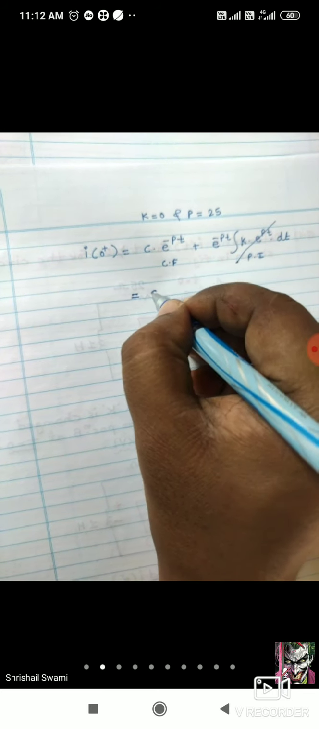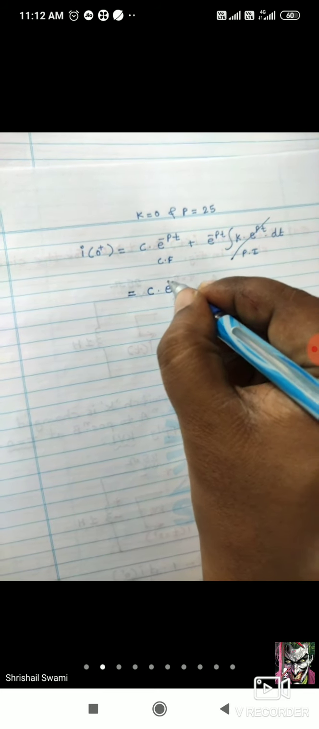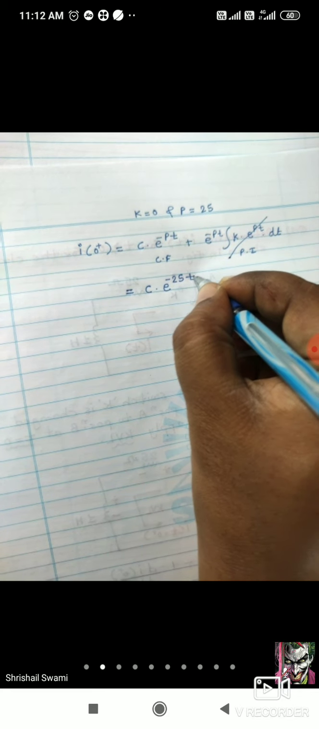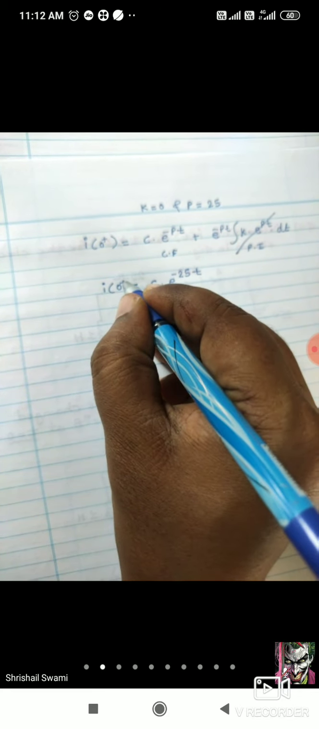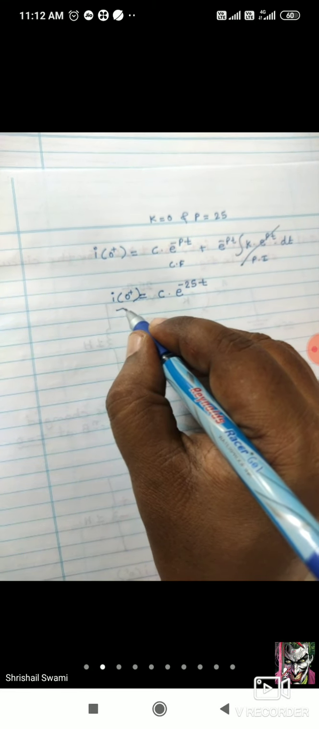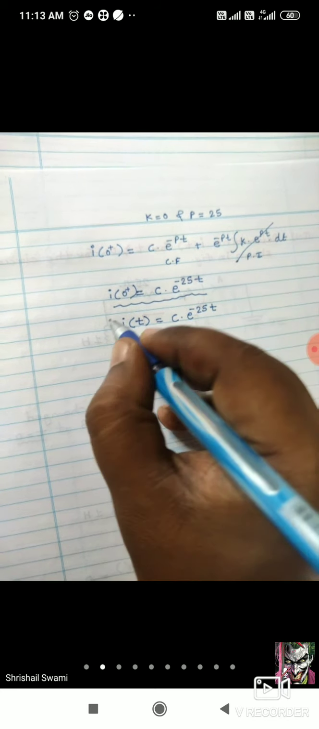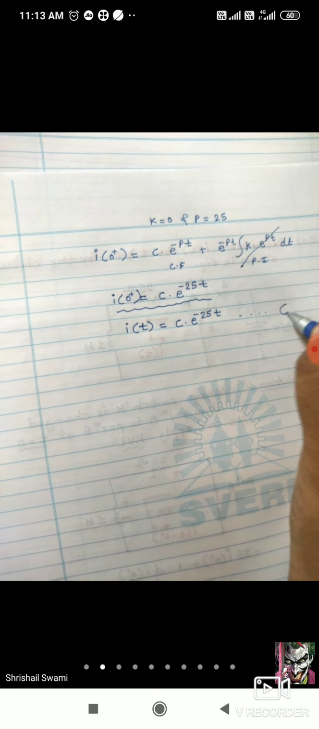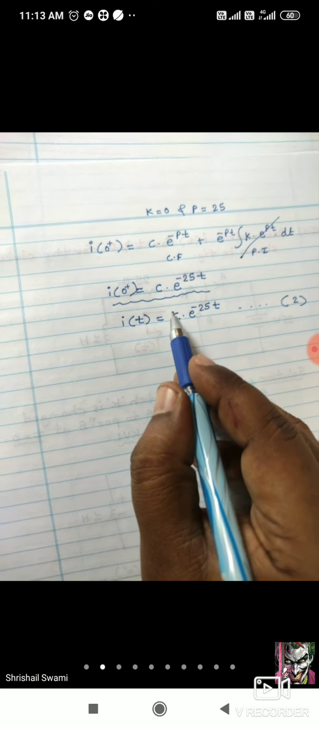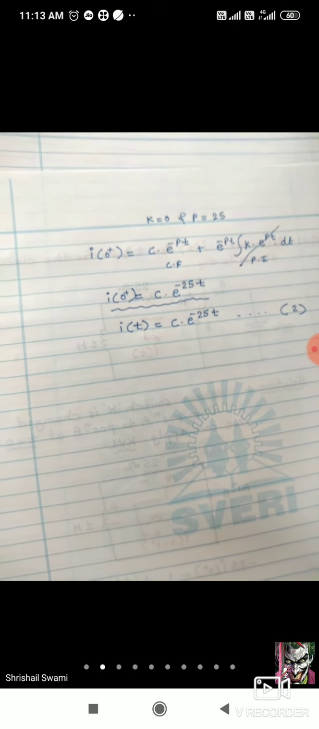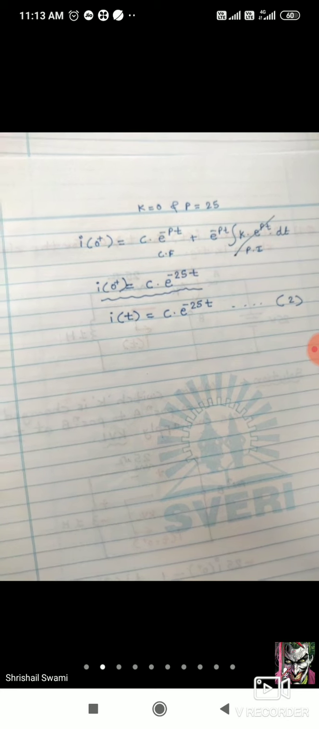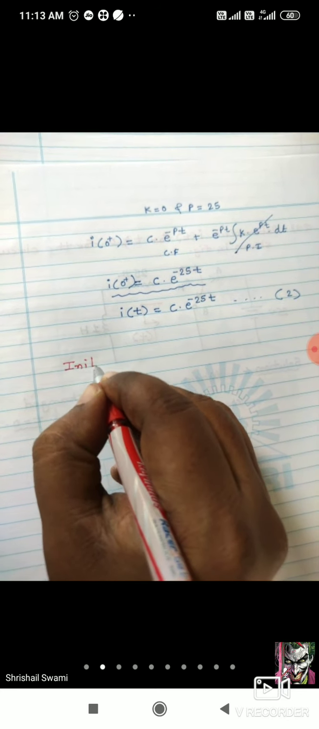Okay, so c is the arbitrary constant, c into e raised to minus 25 into t. So this is the value of I of 0 plus, or let us say I of t, that is I of t equal to c into e raised to minus 25 into t. So you can consider this as equation 2. So still we have to find out the arbitrary constant c. That we can find out by using the initial conditions.